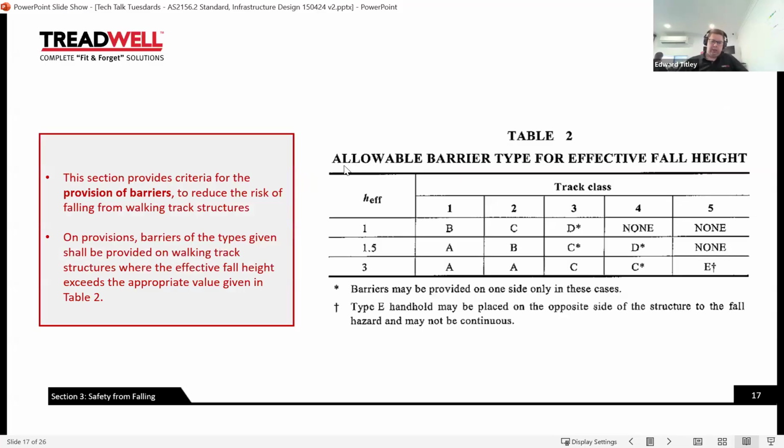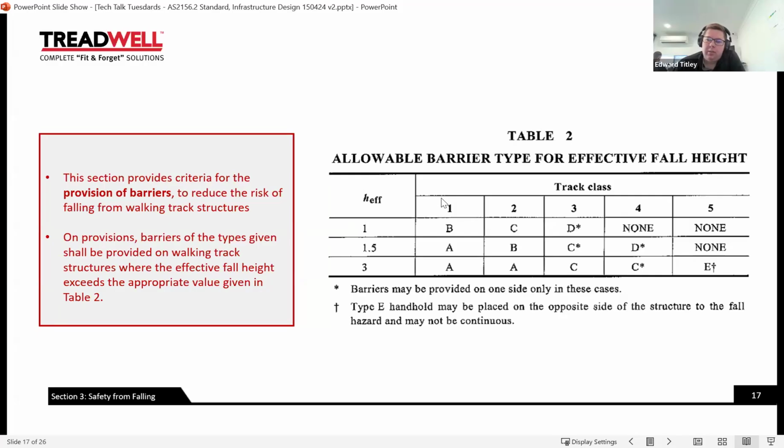Now, safety from falling. Once again, this is kind of something difficult to run through in this forum without being on site and taking measurements and those sort of things. But in any case, we'll touch on it briefly. So this section provides criteria for the provision of barriers to reduce the risk of falling. Where the effective fall height exceeds the value given in table 2, so that's HF here, 1, 1.5, and 3, then there's barrier types that are provided.